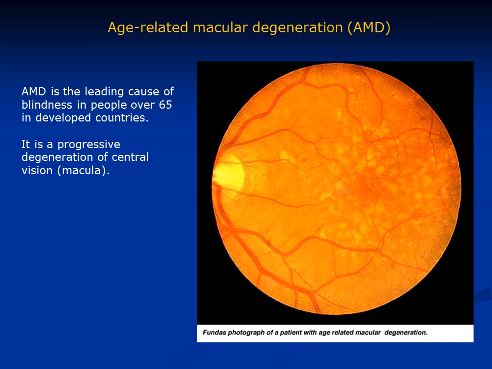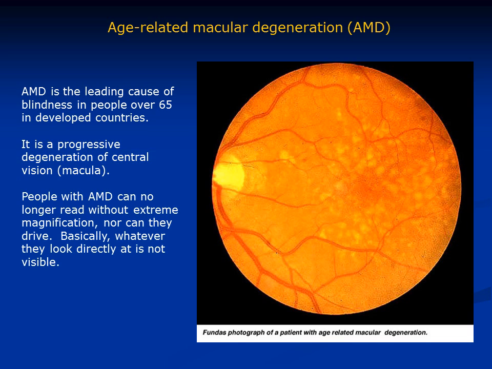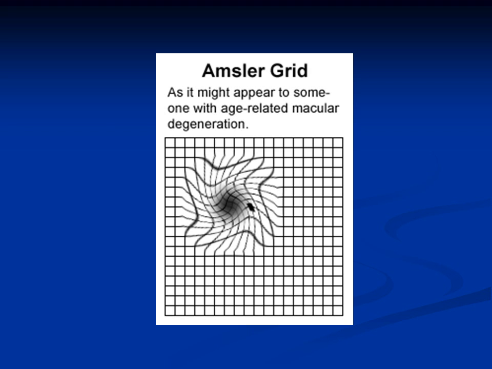Progressive degeneration of the central macula, the fovea primarily. All right, people with macular degeneration, they can't read. Again, I mentioned it's the central part of your visual field. Whatever you look at isn't there. Here's what a square grid would look like if you've got the beginnings of macular degeneration. Normally, this would be squared off, and then there's a fixation dot in the center.